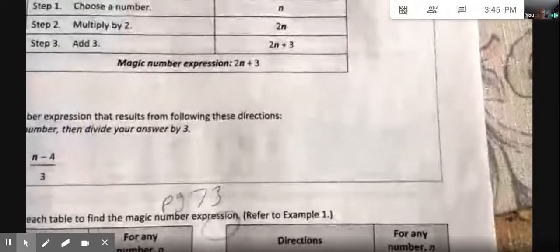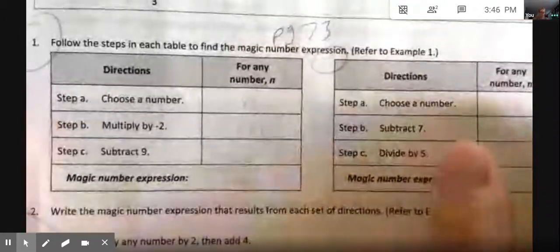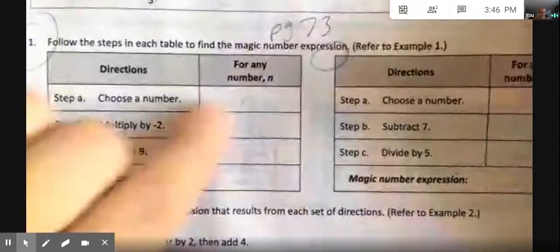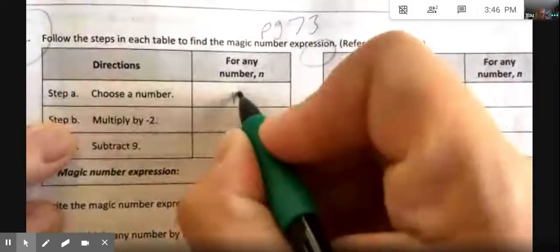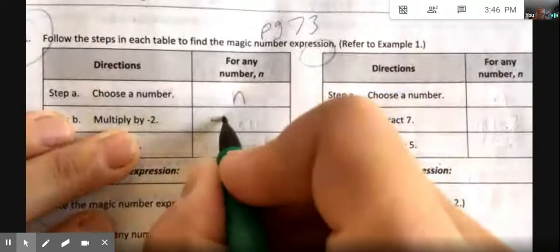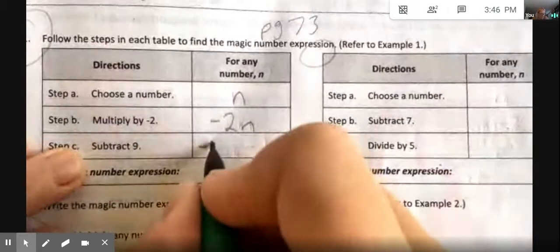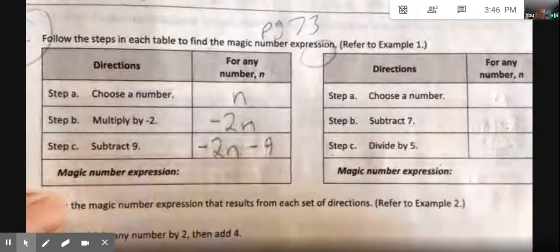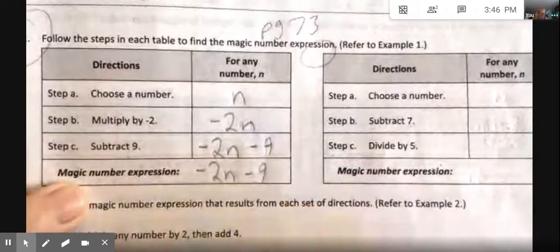All right, then down here in number 1, they want us to be using n for the number, just like they did up here. So we choose a number, n. We are multiplying n by -2, so we'll have -2n. And then we are subtracting 9 from it, -2n minus 9. So the magic number expression is going to be -2n minus 9.